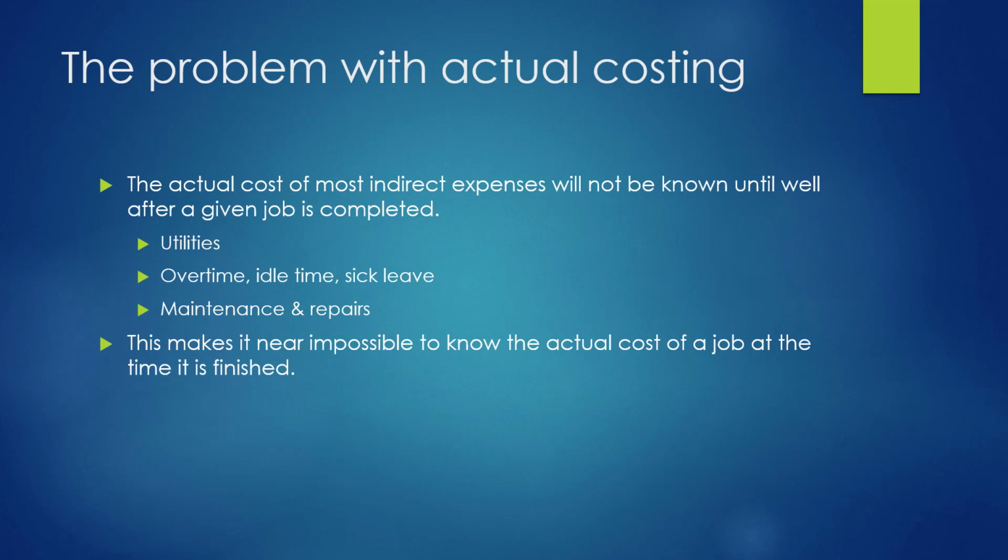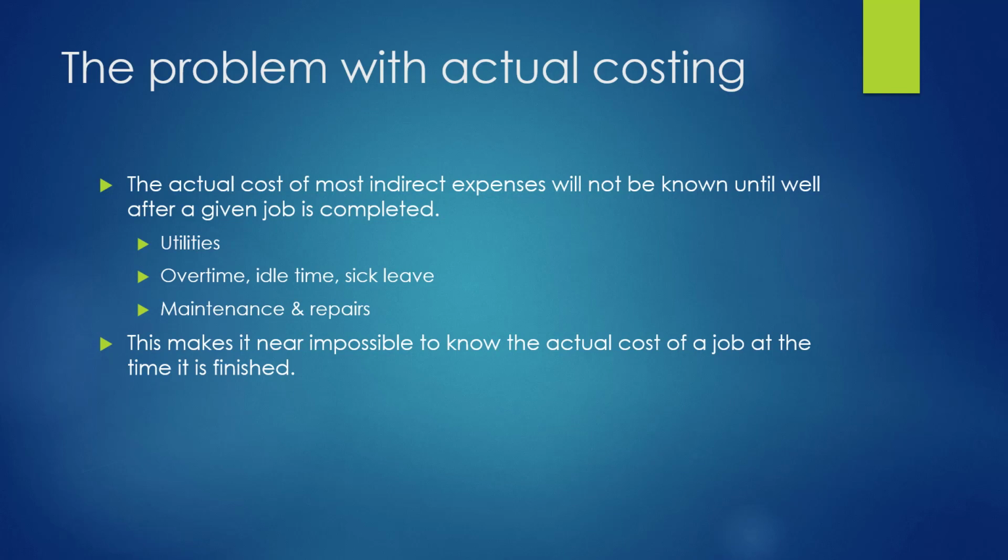There's a huge problem with this actual costing though. How many of those inputs that I just discussed are you going to know the actual amount you'll incur of during the year? Like utilities. If a job ends on January 7th, are you going to know to a T what your utility bill is going to be when it rolls around at the end of January? Overtime, idle time, sick leave, those all count towards indirect costs as well. How are you going to know how many hours of overtime your workers are going to work? How much people are going to call in sick? You won't. Same thing with maintenance repairs. You don't know when machines are going to break down.